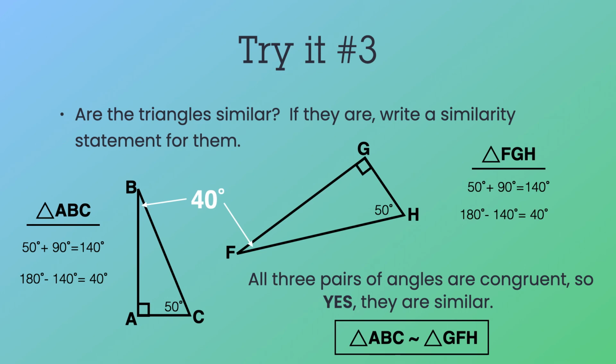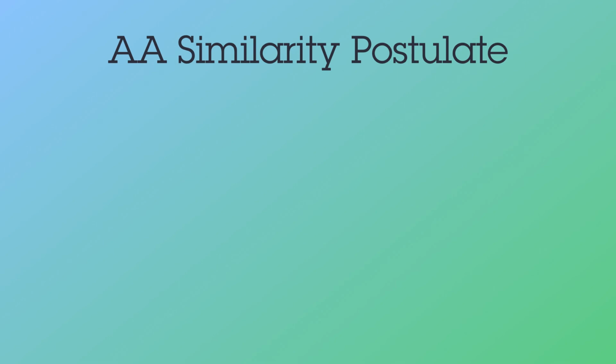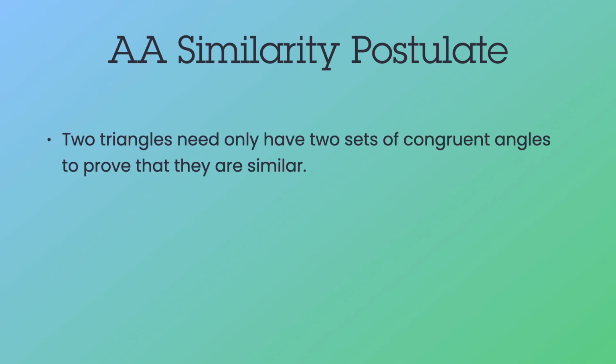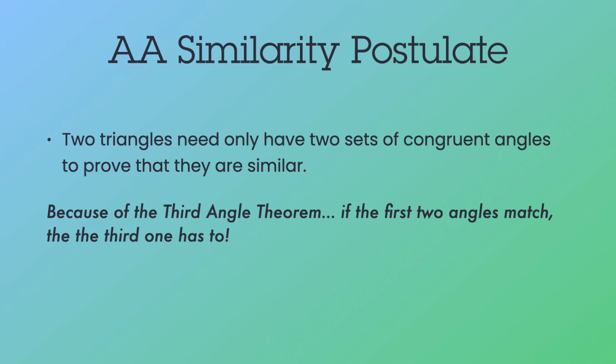Now this leads us to something that's kind of nice and makes triangles really easy to see if they're similar. It's called the AA similarity postulate. It's kind of similar to the congruence shortcuts that you might have used earlier in your year of geometry. This says that two triangles need only have two sets of congruent angles to prove that they're similar, because the third angle theorem says that if the first two angles match, the third one has to. And then we have all three matching.